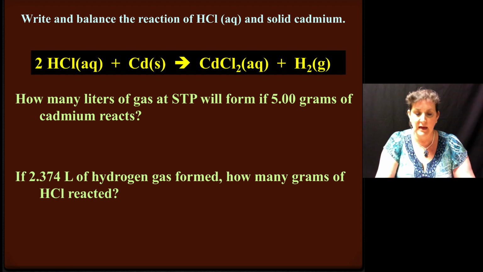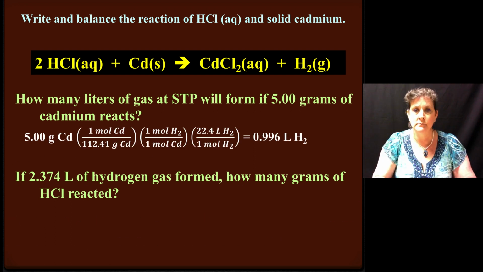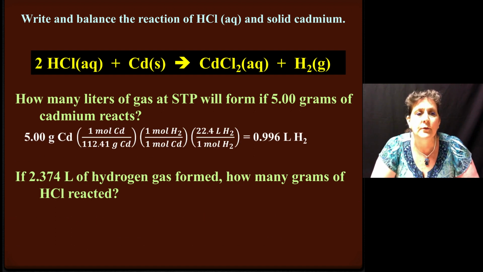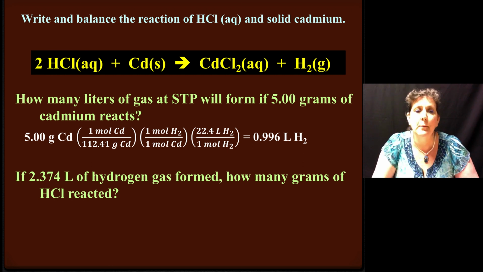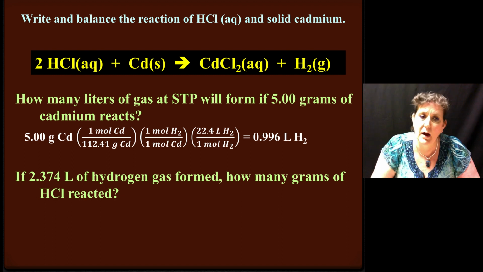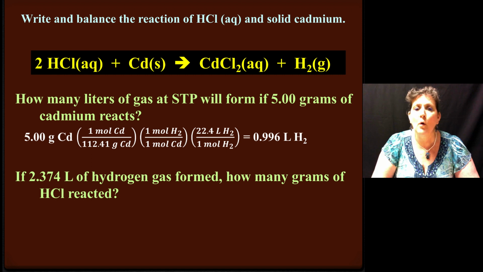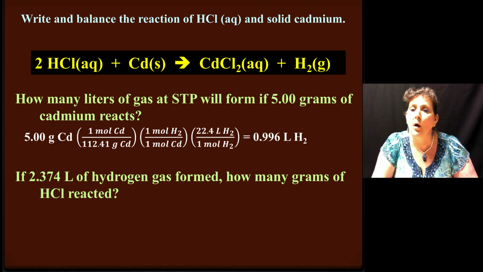So the whole thing looks like this. We got 5.00 grams of cadmium times 1 mole of cadmium over 112.41 grams of cadmium. Grams of cadmium cancel out. Then the next step is the mole ratio. We got 1 mole of hydrogen over 1 mole of cadmium, like we said. Say 1 to 1 mole ratio. Moles of cadmium cancel out. Then our last step is 22.4 liters of hydrogen over 1 mole of hydrogen.